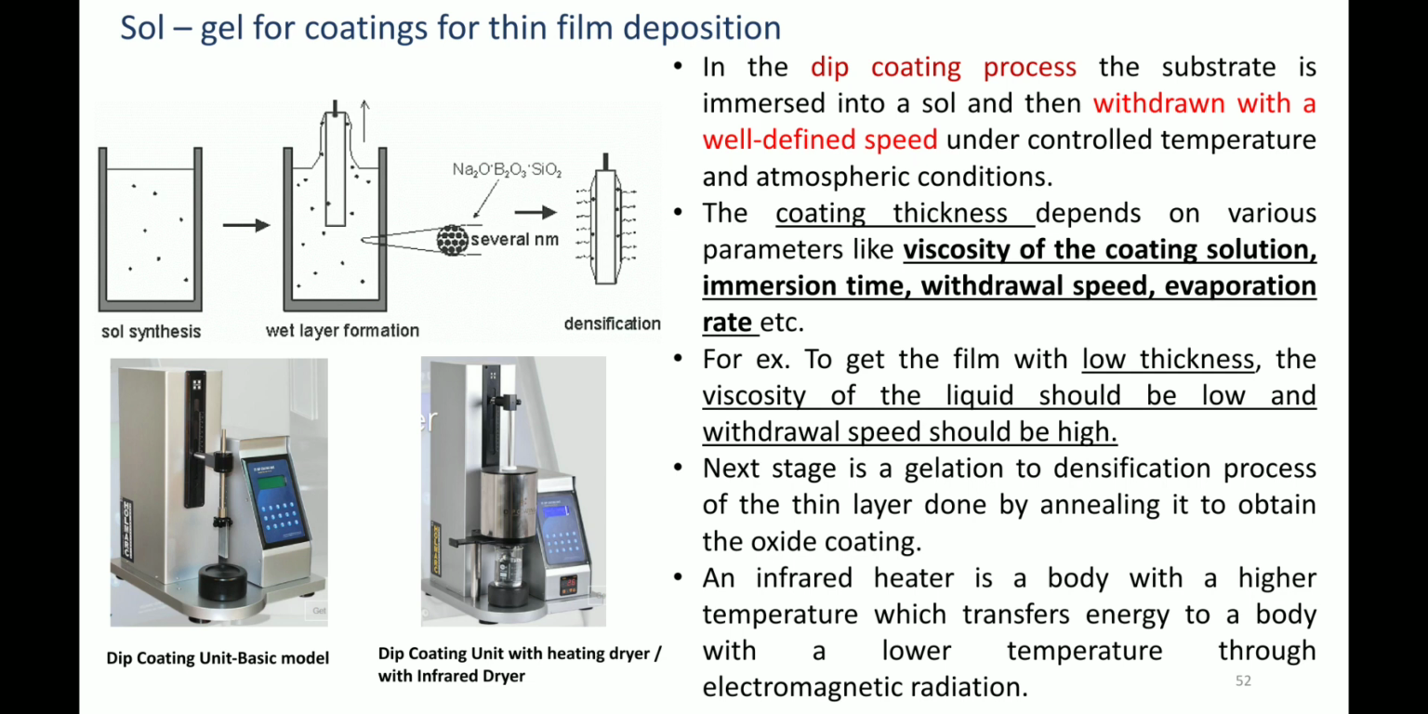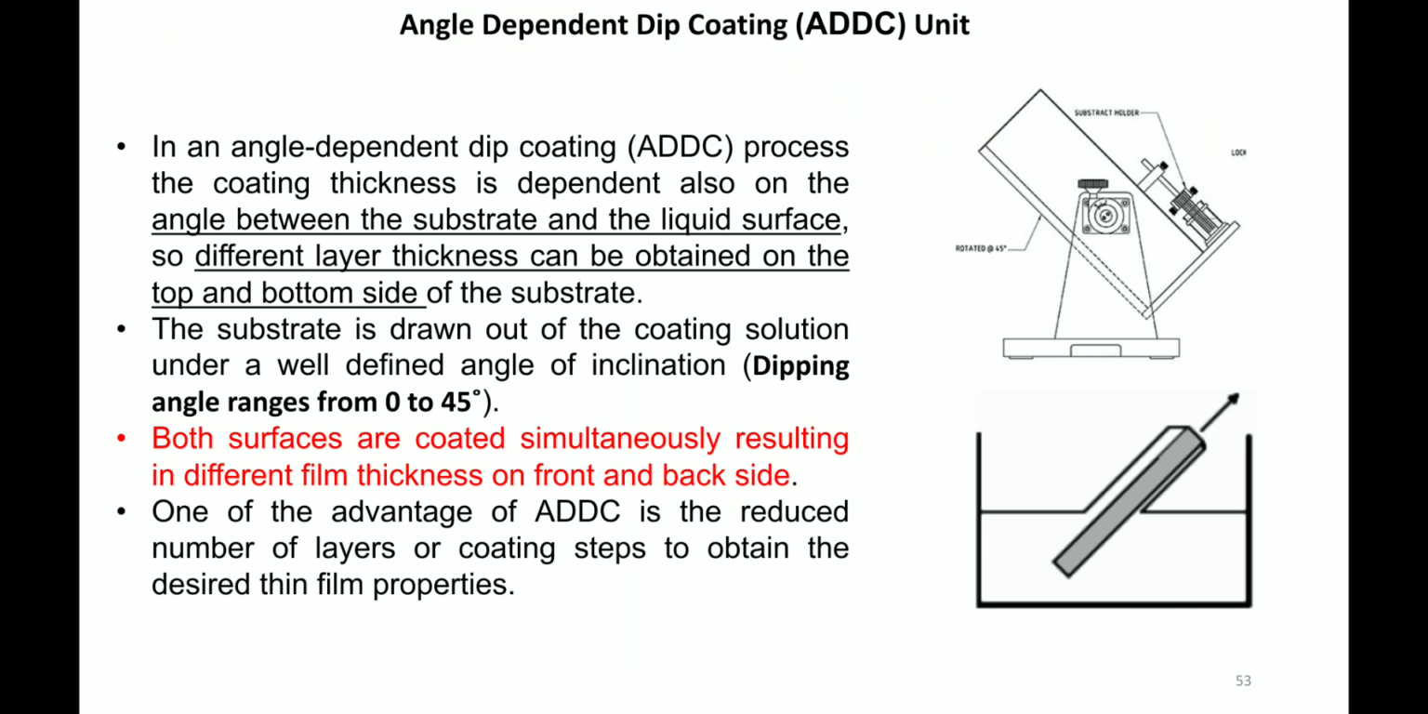An infrared heater, a normal heater, is a body with high temperature which basically transfers energy to a body with low temperature through electromagnetic radiation. So an infrared heater is slightly different from our conventional heater, but the purpose is the same, just to dry the coated thin films.